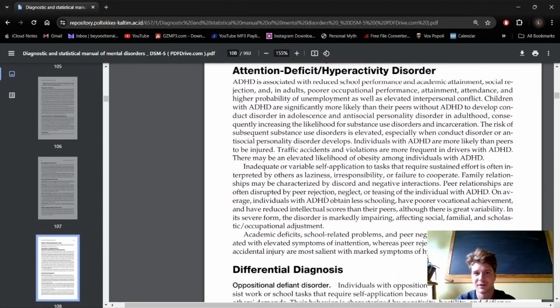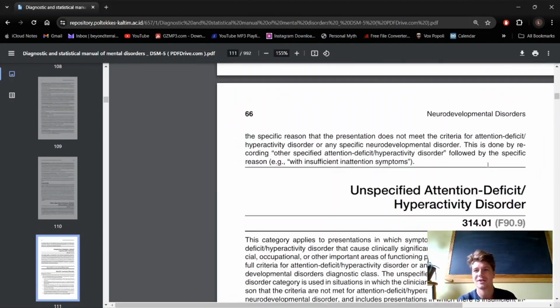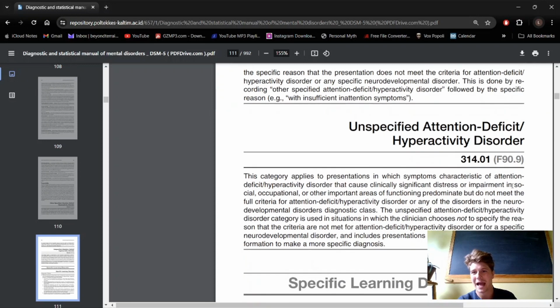Consequences. You can read through that if you'd like. Now, here's the really interesting one. This is another category: unspecified attention deficit slash hyperactivity disorder. This category applies to presentations in which symptoms characteristic of attention deficit hyperactivity disorder that cause clinically significant distress or impairment in social, occupational, or other important areas of functioning predominate but do not meet the full criteria for ADHD or any of the disorders in the neurodevelopmental disorders diagnostic class.